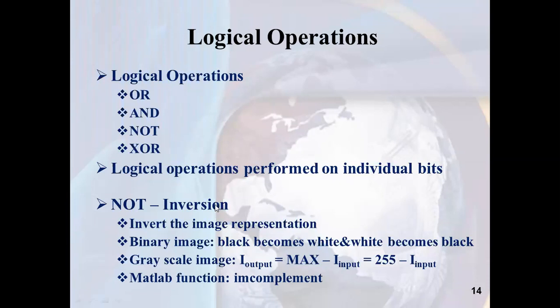And if we have values nearest 0, it becomes nearest 255. And if we have values nearest 255, it becomes nearest 0, which means that gray color nearest the white becomes dark nearest the black. And if we have dark gray color nearest the black, after applying the NOT, we obtain a brighter gray color. So to apply the inversion, the logical NOT, we use the MATLAB function imcomplement.